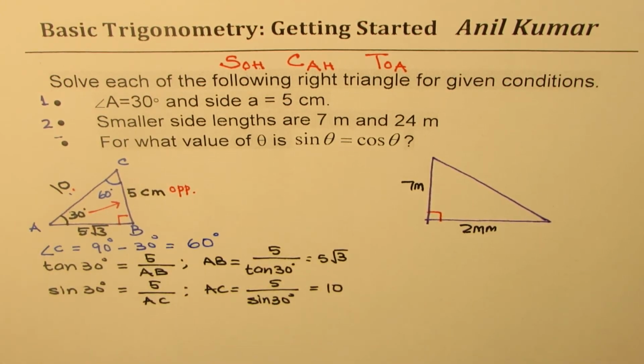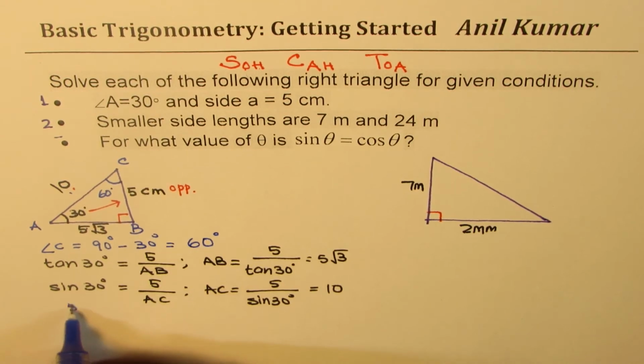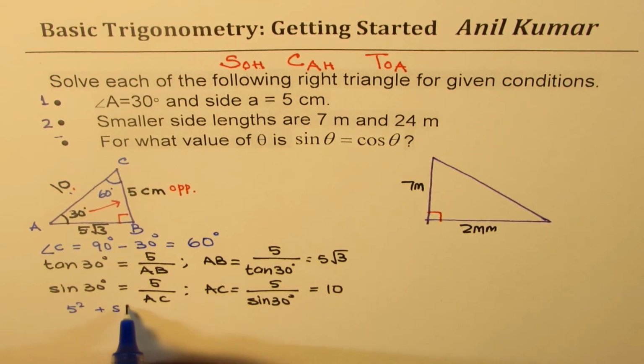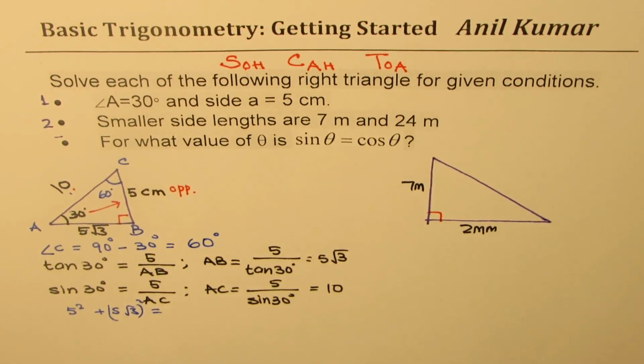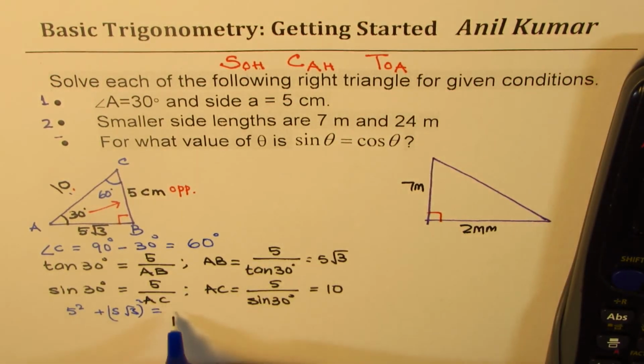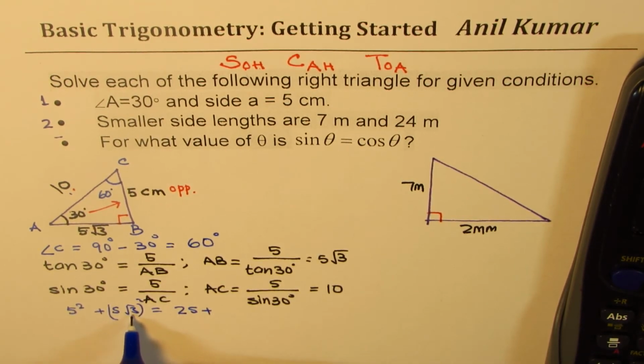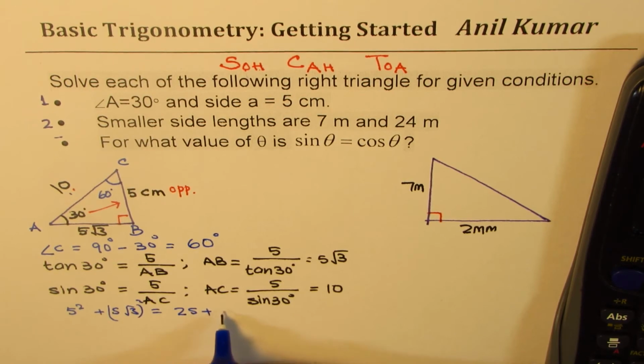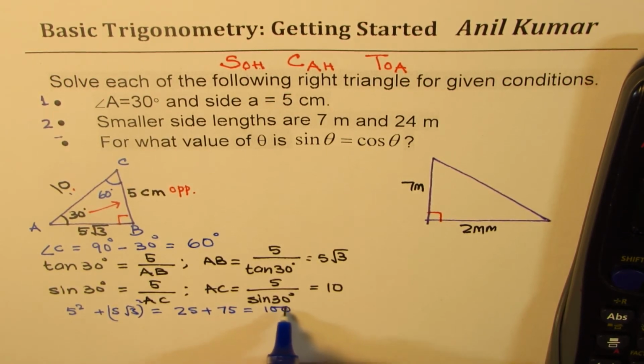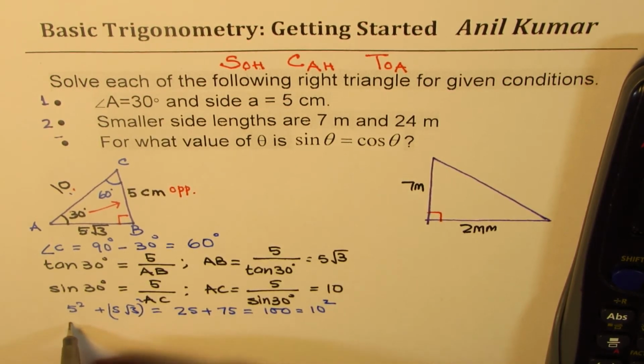So let's do it. What is 5 square plus (5 square root 3) whole square equal to? Let's calculate. 5 square you know is 25, right? 25 plus 25 times square root 3 squared, which is 3, right? So 25 times 3 is 75, and we know that equals 100, which is indeed 10 square, correct? So that shows that it works.